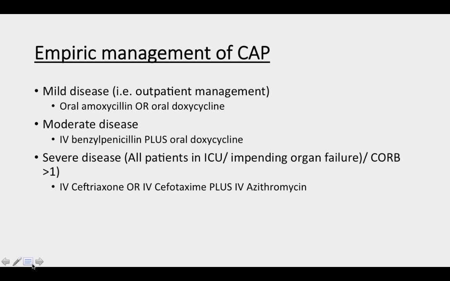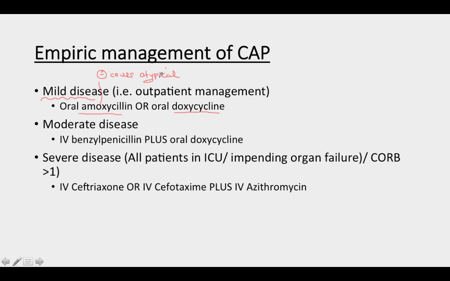So if you remember the causative organisms, there were gram-positive cocci, gram-negative rods. They were also atypical bugs. So for mild patients that need oral antibiotics and that don't need hospitalization, you can either give amoxicillin or doxycycline. Now, the big thing, amoxicillin is obviously a good broad-spectrum penicillin, but it doesn't cover your atypical organisms.